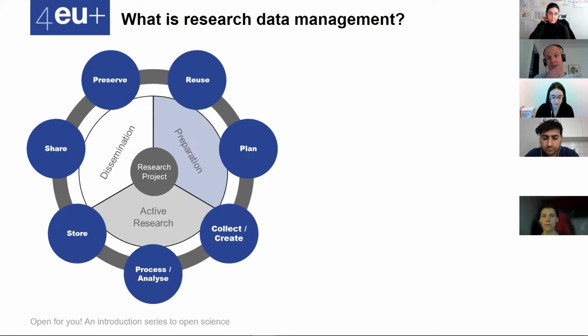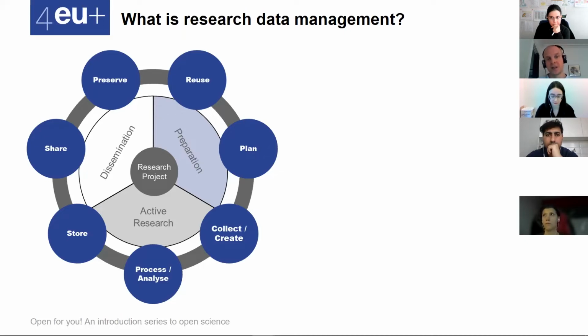Then there's an active phase of research. That's, I would say, the actual research. That's when you go into the lab, go out into the field, or simply sit in front of your computer and do the analysis, whatever way it is that you're doing research. And there's a dissemination phase, which is about communicating, publishing your results, writing articles, your PhD thesis, maybe going to conferences, and so on and so forth.